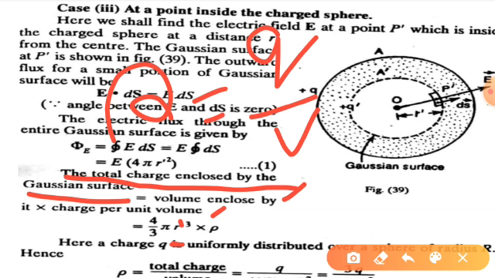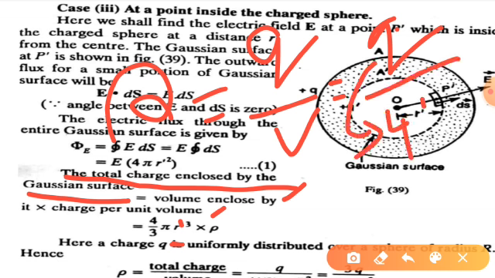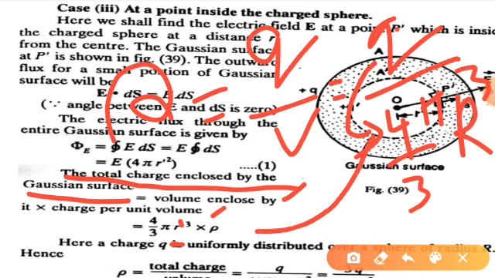What is the charge density of the sphere? Charge density means charge per unit volume. Here charge Q, total charge by total volume enclosed by this charge is 4 third pi capital R cube. So substitute in place of rho, Q by 4 third pi capital R cube.